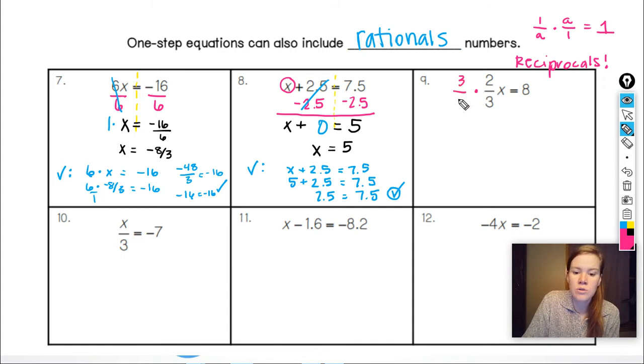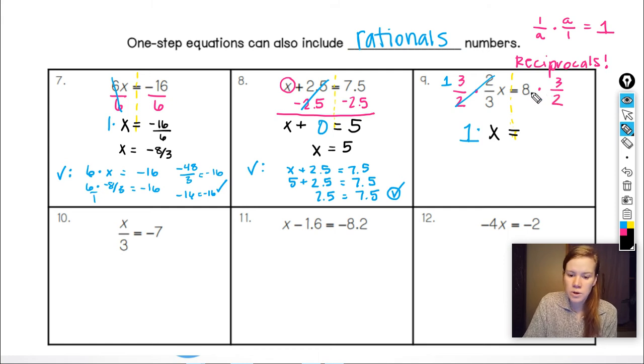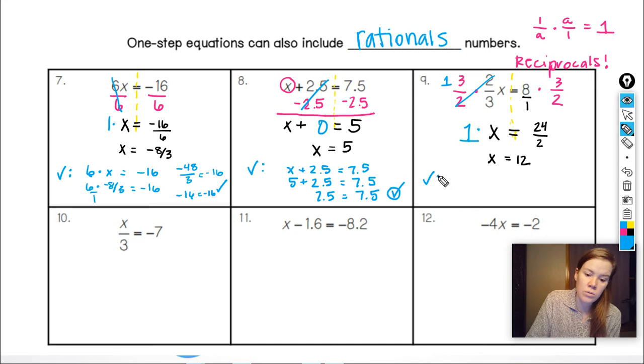It's 3 over 2. So if we multiply both sides by the reciprocal, remember to do it to both sides of your equation. Here's what's going to happen. 3 over 2 times 2 over 3. Those are reciprocals. They cancel out to a 1. So you're left with 1 times x equals 8 times 3 halves. Multiply your fractions, so it's 8 over 1. 8 times 3 is 24 over 1 times 2, which is just 2. So x should be 24 divided by 2. X should be 12. So we're going to check that we're right.